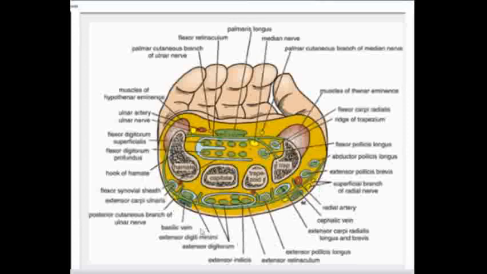The second group of the structures pass deep to the extensor retinaculum, and they are posterior to the region of the wrist joint, and they are arranged from medial to lateral. First, the tendon of the extensor carpi ulnaris; second, tendon of extensor digiti minimi muscle; third, tendons of extensor digitorum and extensor indicis; fourth, tendon of extensor pollicis longus muscle; fifth, tendons of extensor carpi radialis longus and brevis muscles; sixth, tendon of extensor pollicis brevis muscle; and the tendon of abductor pollicis longus muscle.